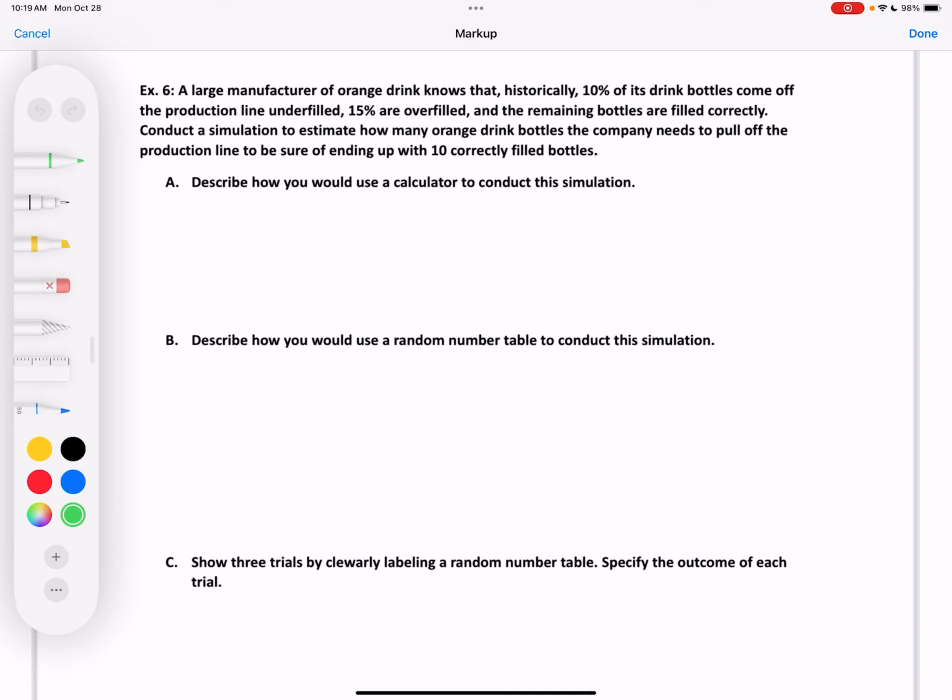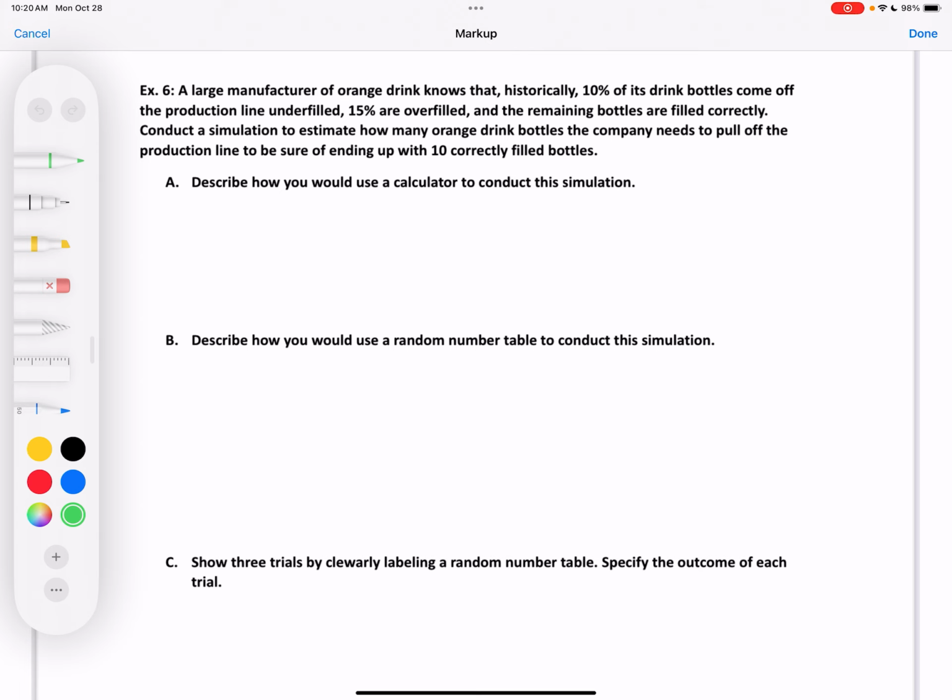Okay. A large manufacturer of orange drink knows that historically 10% of its drink bottles come off the production line underfilled, 15% overfilled, and the remaining bottles are filled correctly. Conduct a simulation to estimate how many orange drink bottles the company needs to pull off the production line to be sure to end up with 10 correctly filled bottles. So, describe how you would use a calculator to conduct this simulation.